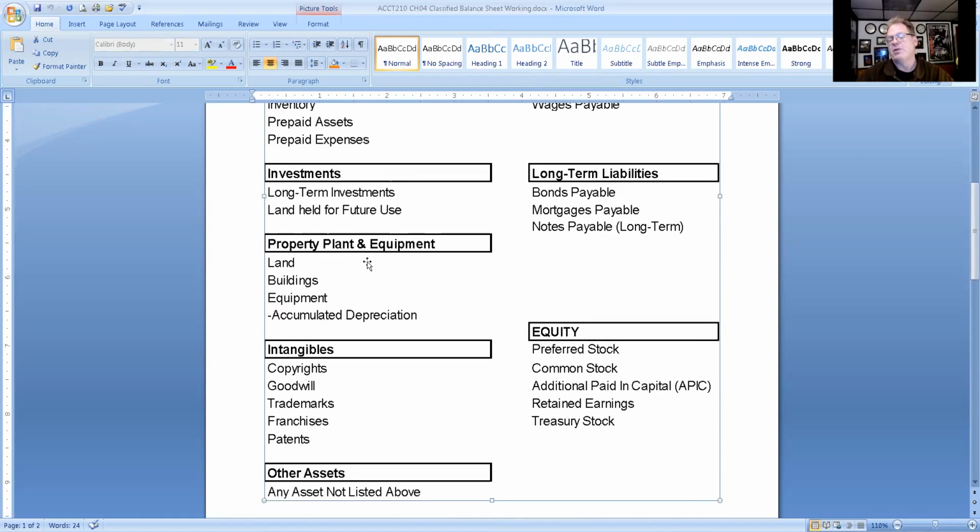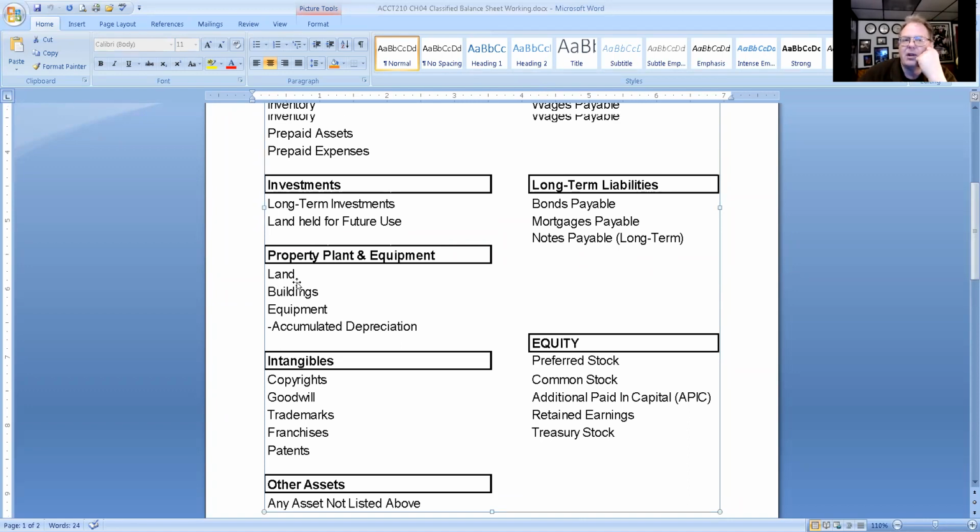Property, plant, and equipment. This is where you see most of the big stuff. When you see a corporation, a lot of times this is what you're going to see: the land, the building, the equipment. Even in some place like Walmart, they have a bunch of inventory in the store, but the store itself is a building. All the racks and that inside are going to be equipment. Shopping carts are equipment. The land and all that stuff. So, the property, plant, and equipment is really the big stuff that you actually see.